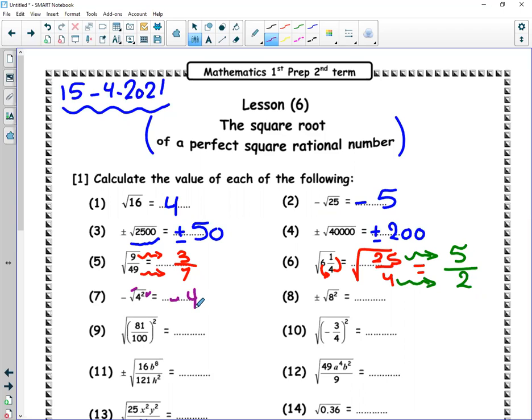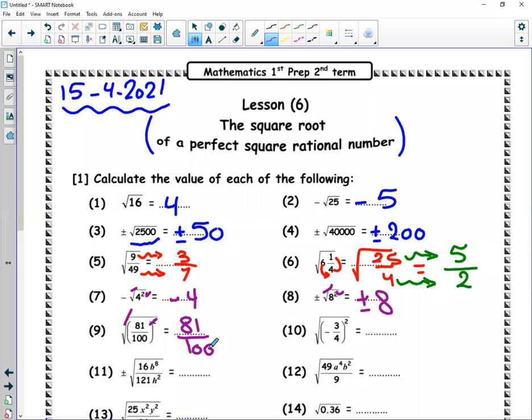Okay, the next question, number 8, the same. We will cancel the root with power 2, so the answer will be positive or negative 8. Number 9, the same thing. We will cancel the square root with power 2, so the answer will be 81 over 100.